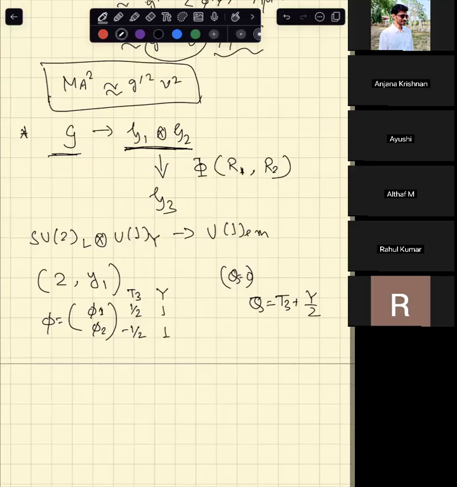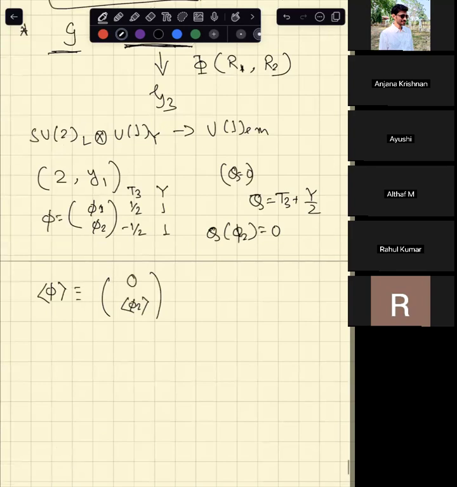If it is so, then Q of phi 2 is basically 0. So then the vacuum expectation value of phi, equivalently, I can write down as 0 and phi 2's expectation value. And this will break my SU(2) symmetry and U(1) symmetry, and it will leave U(1) electromagnetism unbroken. Now, in the process of breaking, how do I know how many gauge bosons will be massive and how many gauge bosons are massless? This we can do from the counting of the generators.